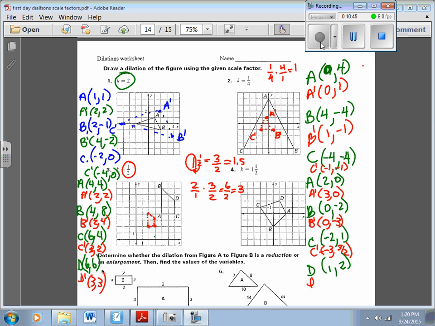For D prime, that's going to be 3 over 2, comma 3. So when I place those points and plot them, I'm going to go to 3 comma 0 for A prime. B prime is 0 comma negative 3. C prime is at negative 3 comma 3 over 2, which is 1.5, so that's C prime. And D prime is at 1.5 comma 3.